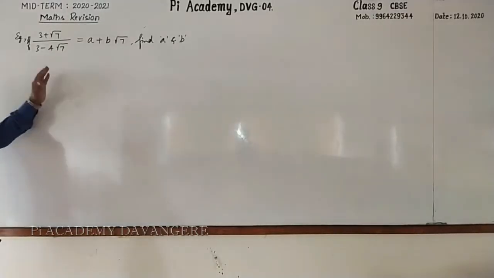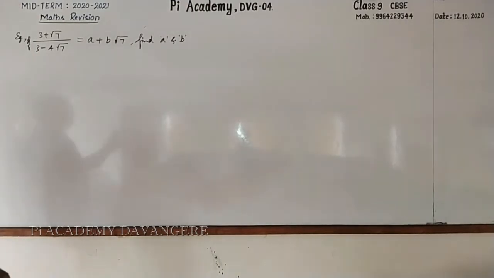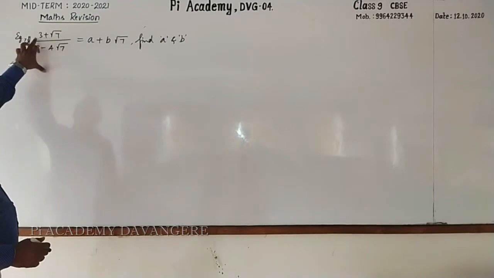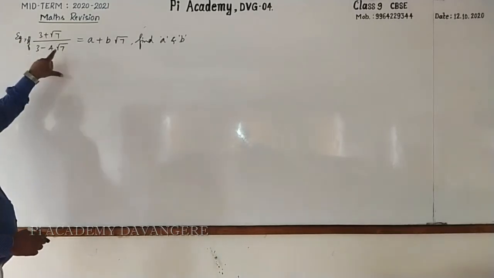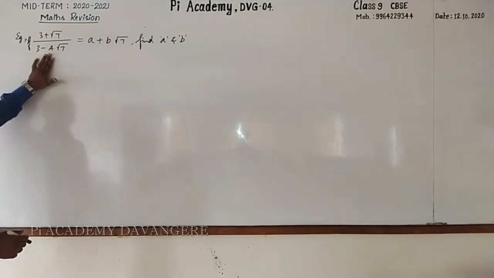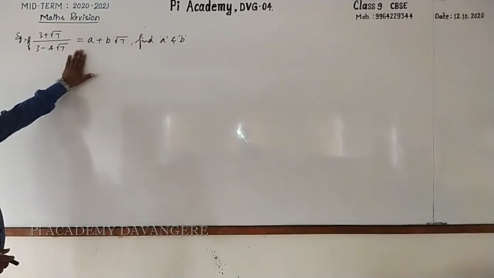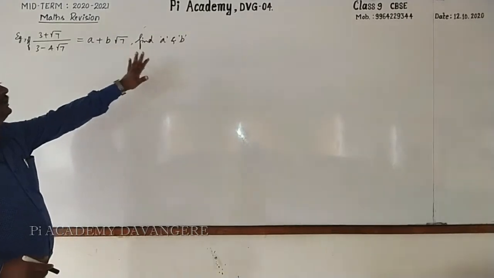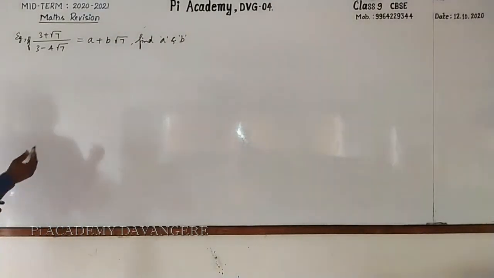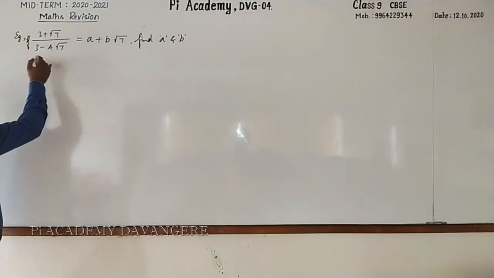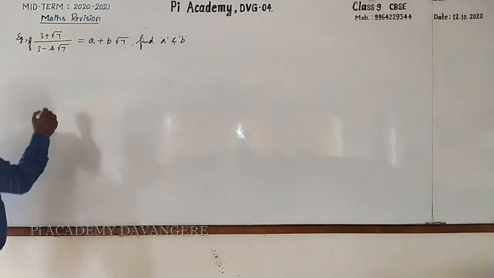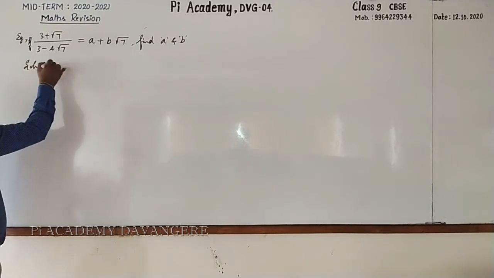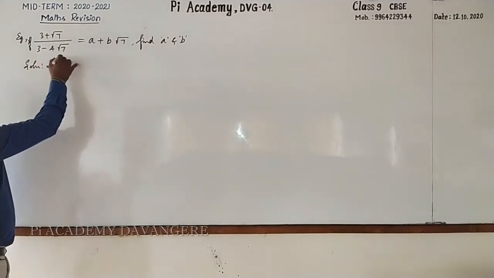Yes, students, this is another important example with respect to rationalizing the denominator. Go through the question. If (3 plus root 7) whole divided by (3 minus 4 into root 7) is equal to A plus B into root 7, find A and B. Very simple. Here also we have to rationalize the denominator to find out A and B. Right? The denominator is 3 minus 4 root 7.